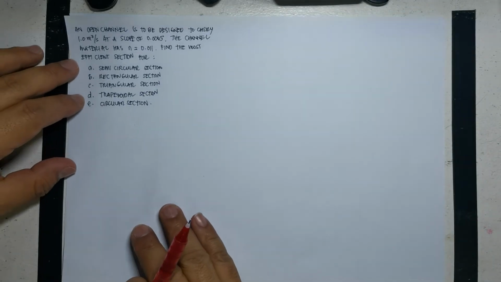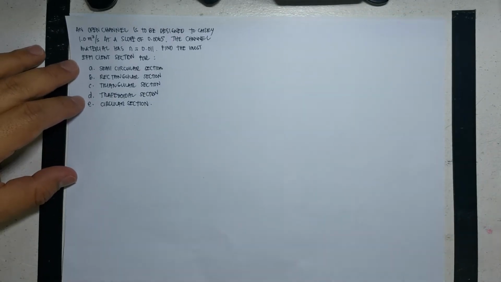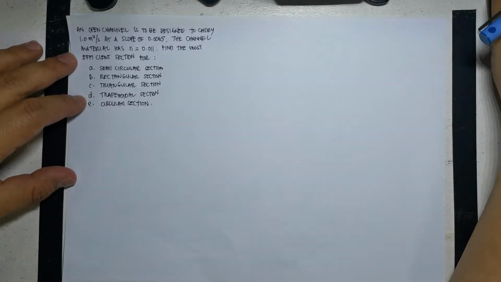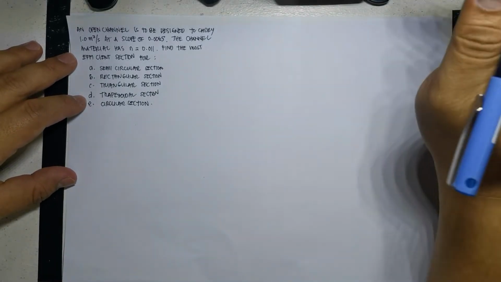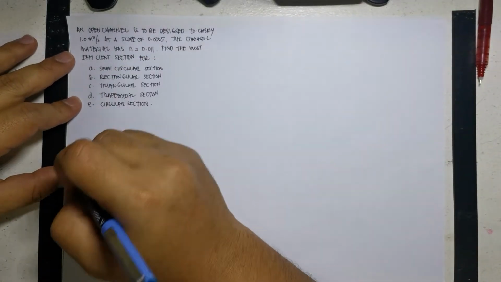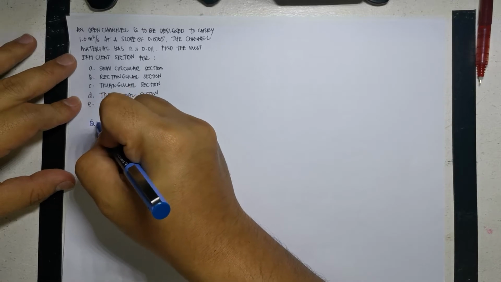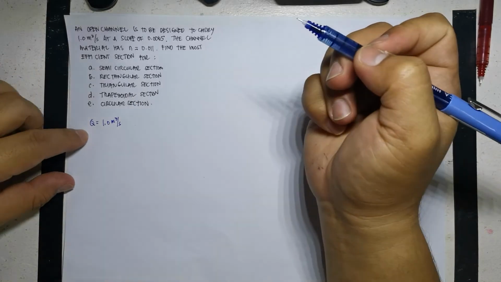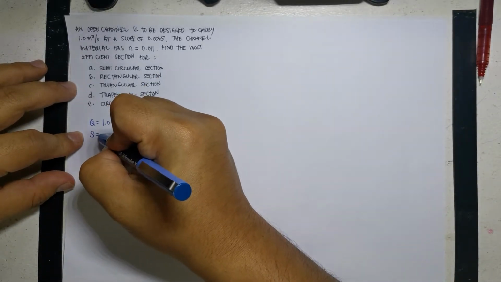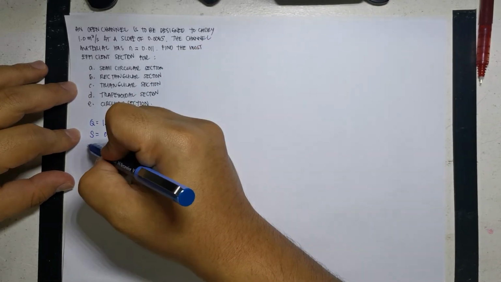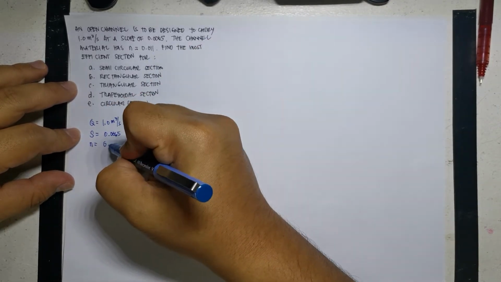Babalik tayo dun sa problem. So una, si semicircle daw. So kunin muna natin yung mga general na items, no? Alam naman natin, so meron tayong Q, which is equal to 1.0 cubic meter per second. Meron tayong slope S, 0.0065, and then N is equal to 0.011.